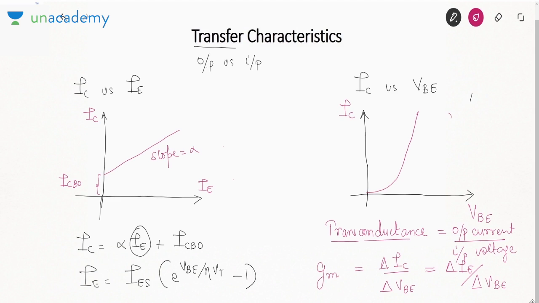Now we have just seen that in the input characteristic, the ratio of VBE and IE is RE. So this transconductance is 1 by RE. Is this point clear to you? Always remember, I have just approximated it because IC is approximately equal to IE. So it is the reciprocal of the input resistance RE.